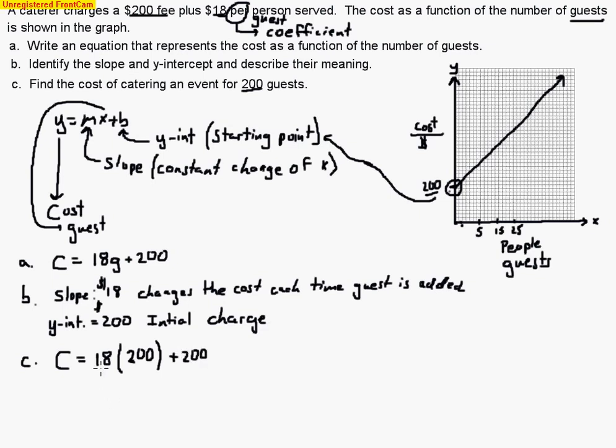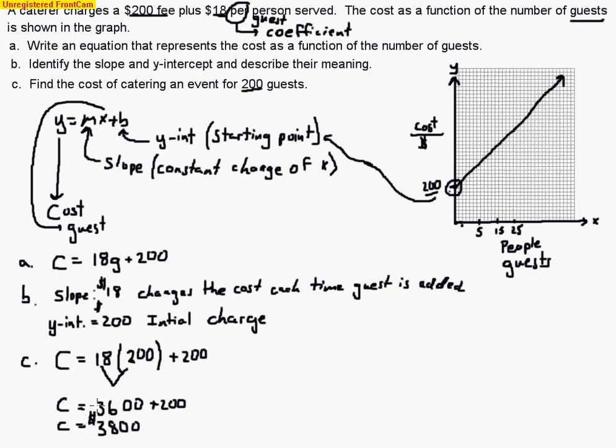So when I multiply this, I go 18 times 2 gives me 36. And then I just bring down these other two zeros. And then I add 200 to this. And this is going to give me my final cost. So my final cost is, once I add those two numbers together, 3,600 plus 200 gives me 3,800. And there it is. That is the cost of having 200 people attend the event.